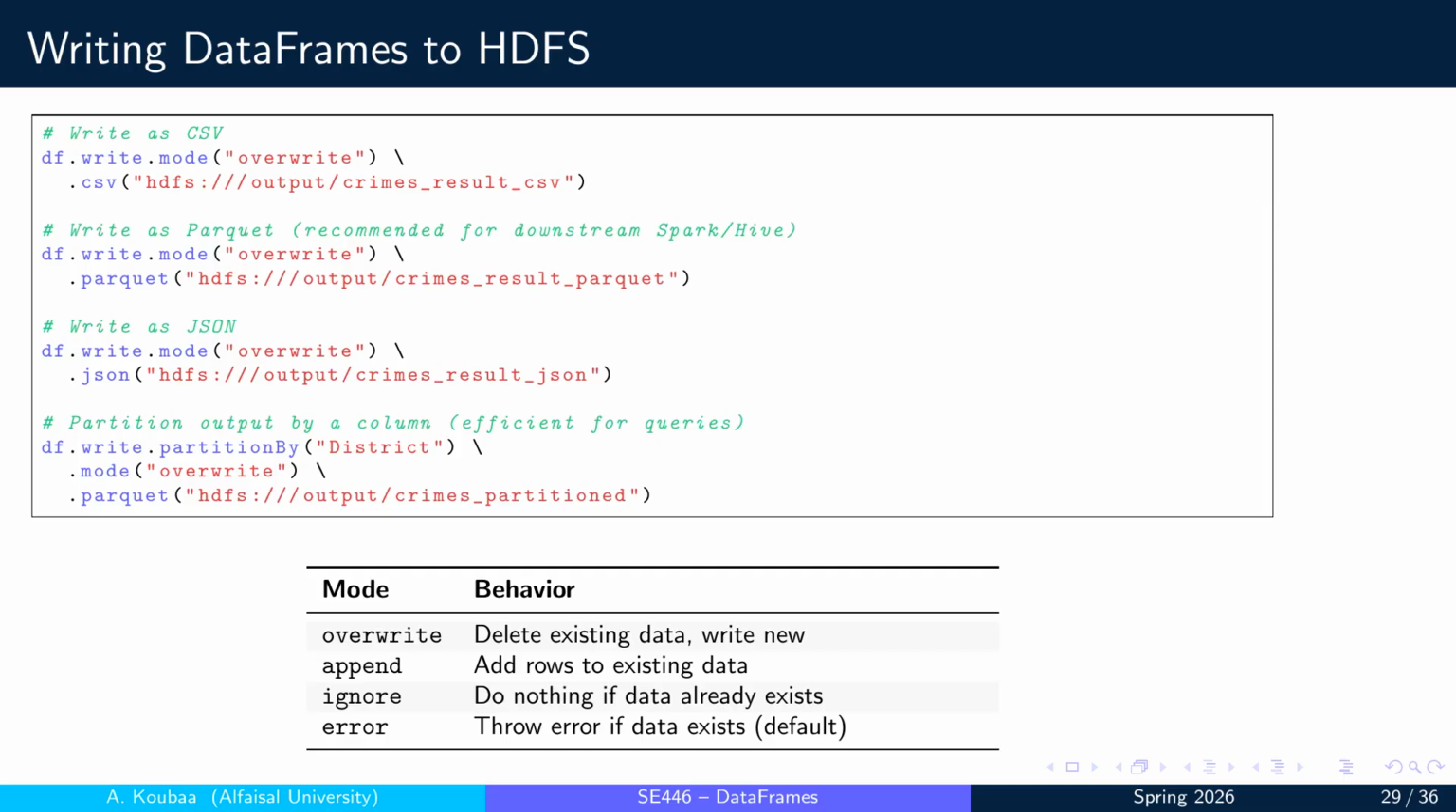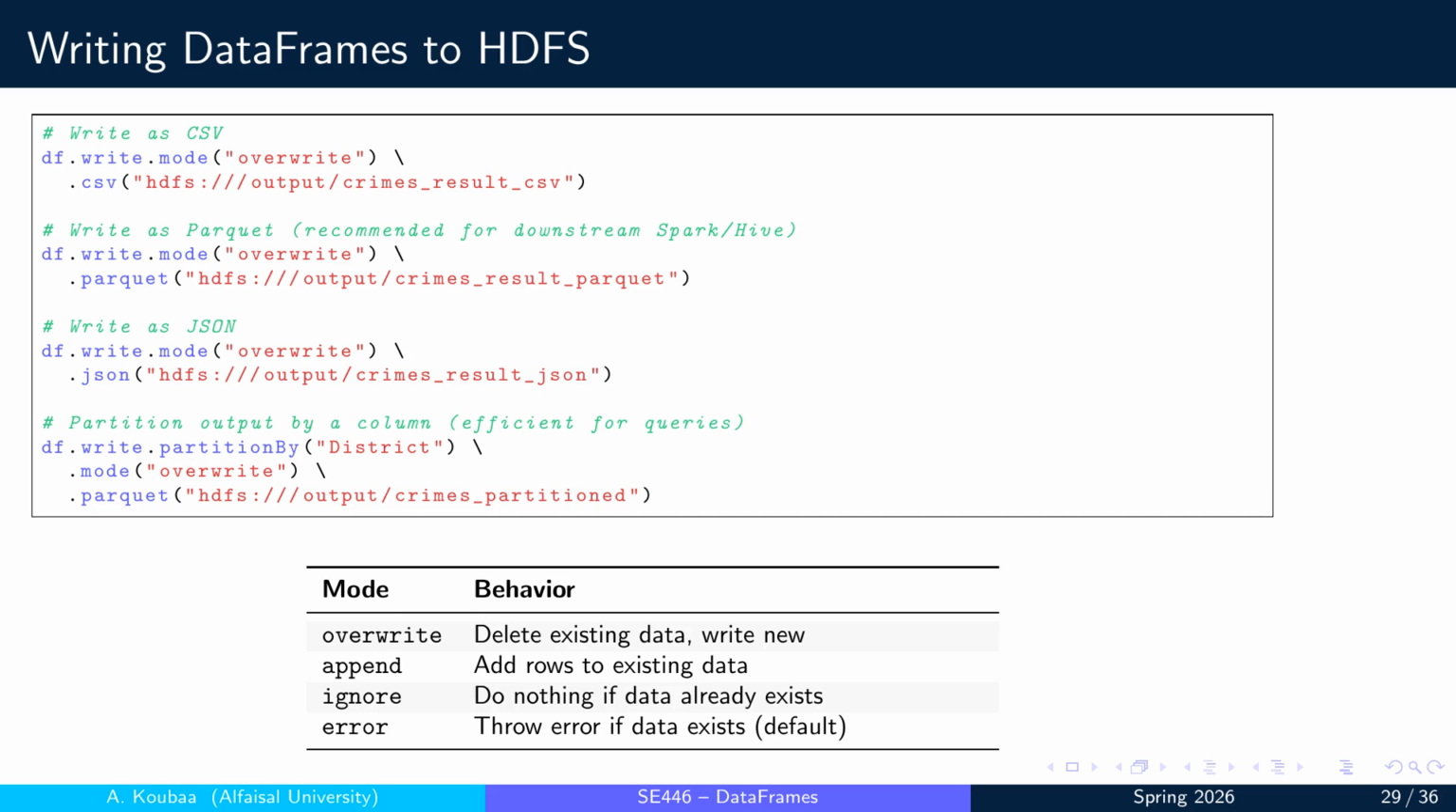Let us now look at a concrete example of this in action. The table on the slide summarizes the save modes we just discussed. Overwrite will replace any existing data. Append will add new rows. Ignore will simply do nothing if the path already exists, and error is the default to prevent accidental data loss.